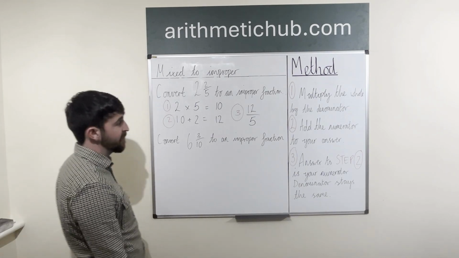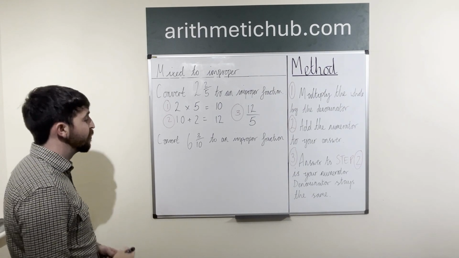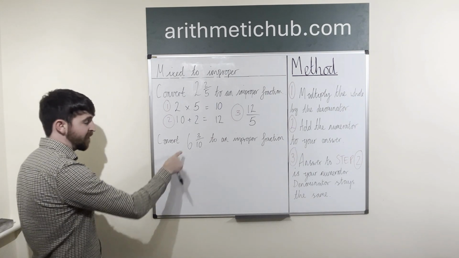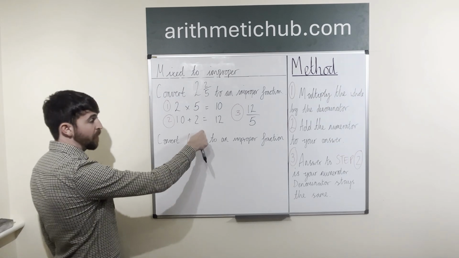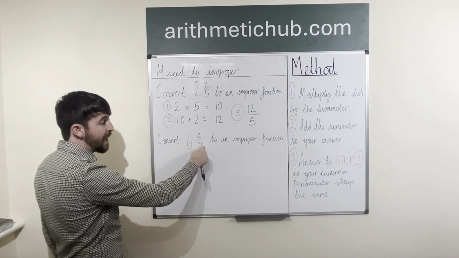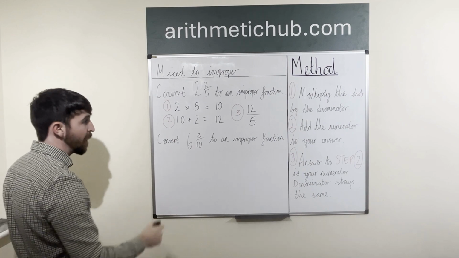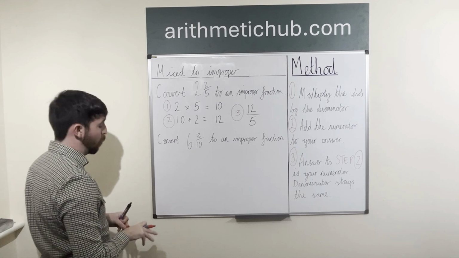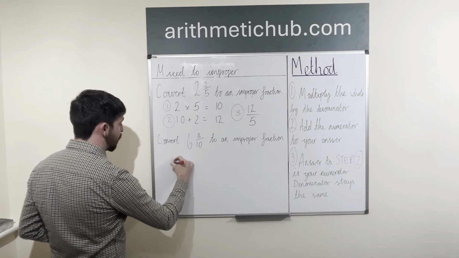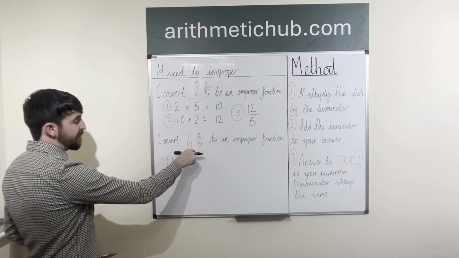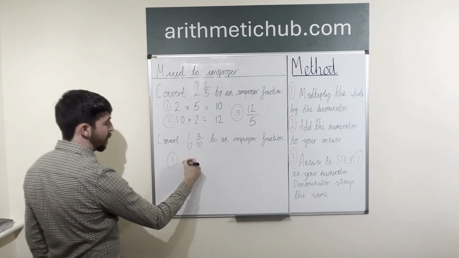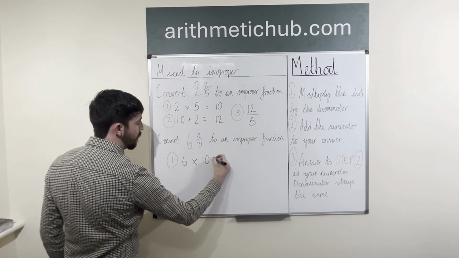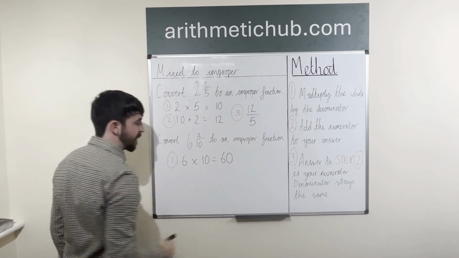Now let's have a look at this following the same method again. So we need to know what our whole is, what our numerator is, and what our denominator is. 6 is our whole, 3 is our numerator, 10 is our denominator. So, first step, let's multiply the whole by the denominator. So, 6 times 10. Our whole is 6, our denominator is 10. 6 times 10 is going to give us 60.